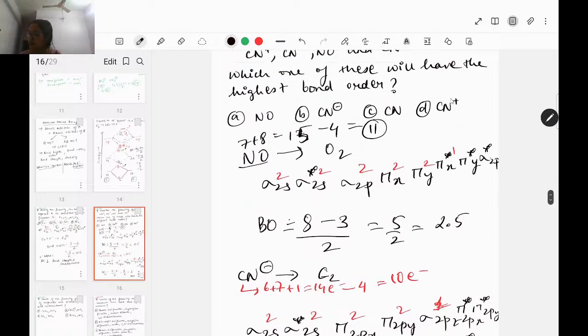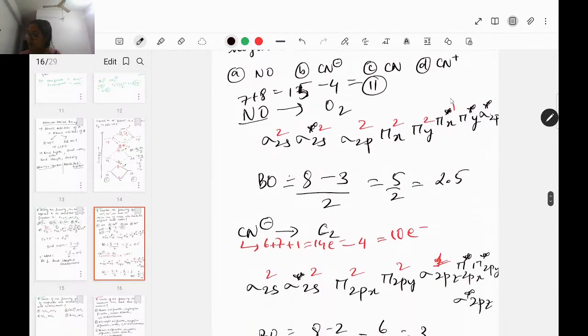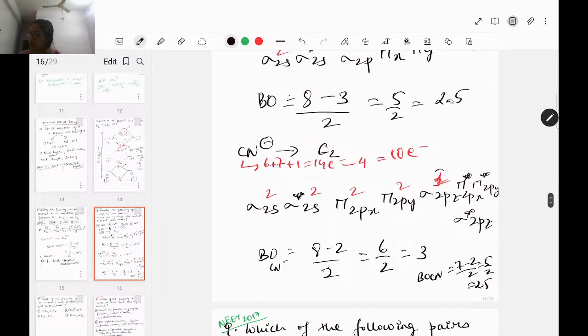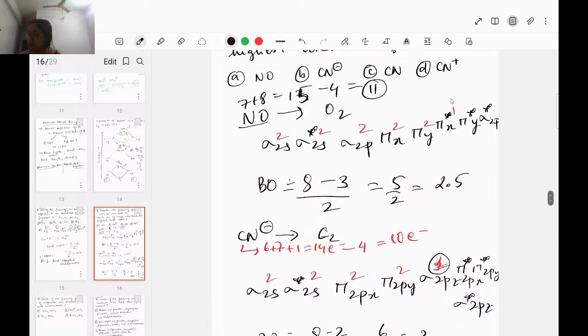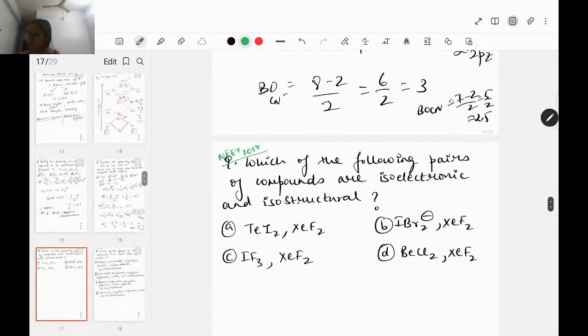So CN is not having the highest bond order, and CN plus, we are removing another electron from the bonding molecular orbital, so it will become more destabilized. So the bond order will become more decreased. As a result, we don't have to calculate much further, just if you get the answer, take it. So CN minus has the highest bond order. Okay, this came in NEET 2018.